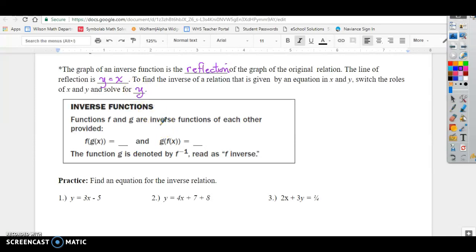So an inverse function, if you do compositions, we do f of g of x, and that equals x, and g of f of x equals x. We know that those two functions are inverses of one another. So that sounds really complicated. Let's break it down and make it as simple as we possibly can. Okay?